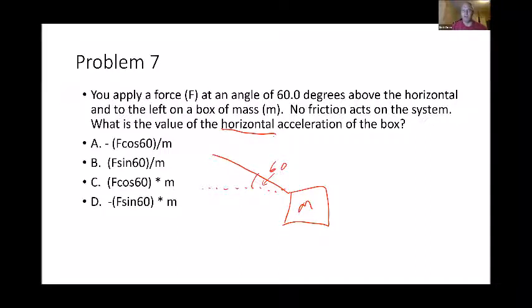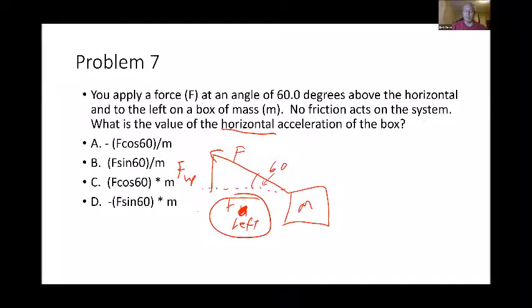Horizontal acceleration, which means we need to know the horizontal component of this force F, because we're pulling on this thing like so. We need just the horizontal part of that. So we're going to draw down a vertical, and we're going to break this force F into components. I'm going to call this one F to the left, and this one F to the up, like so. The force that we're worried about, though, is the horizontal component.